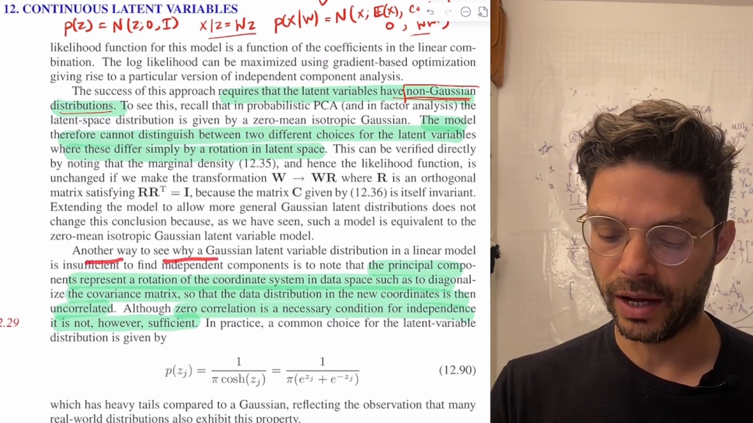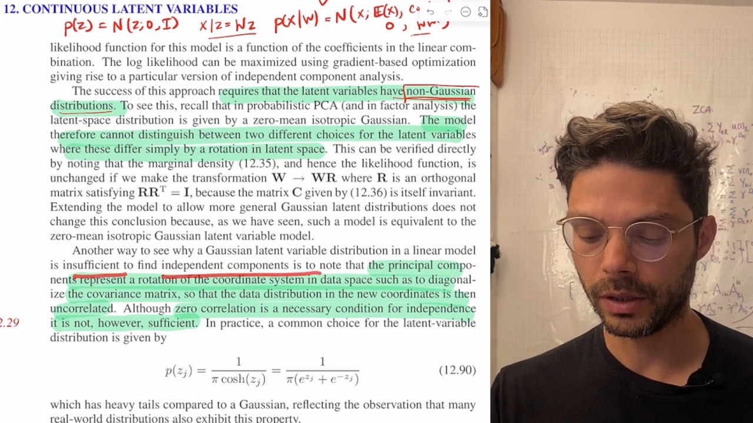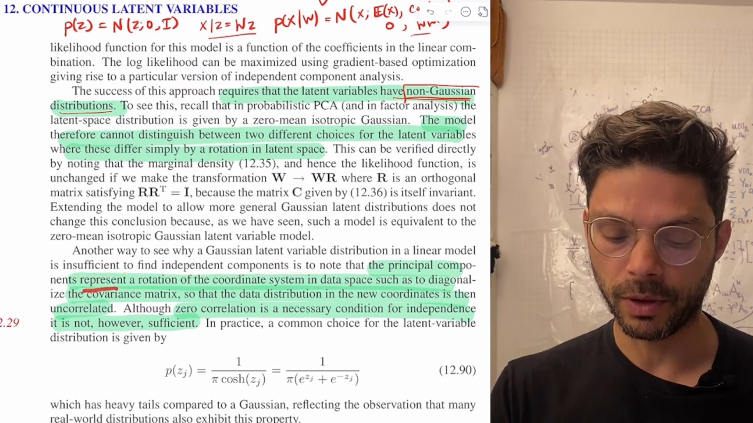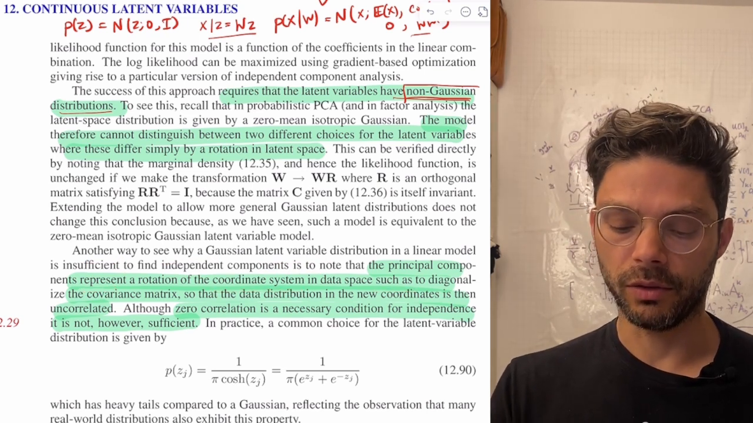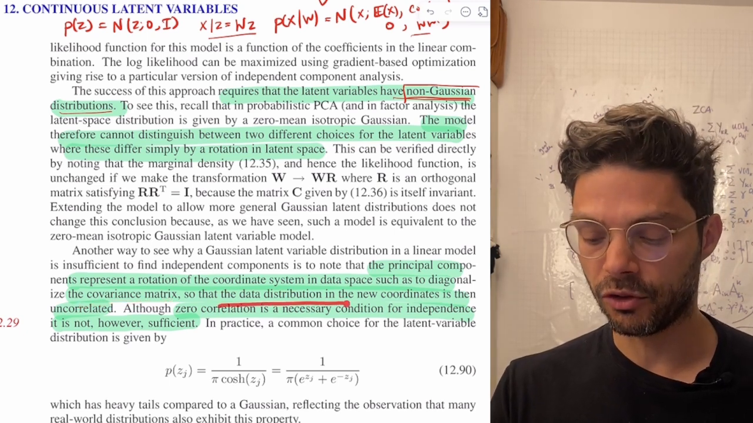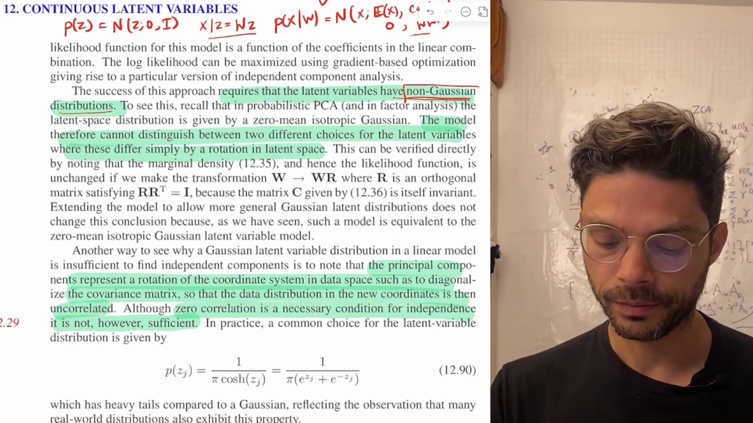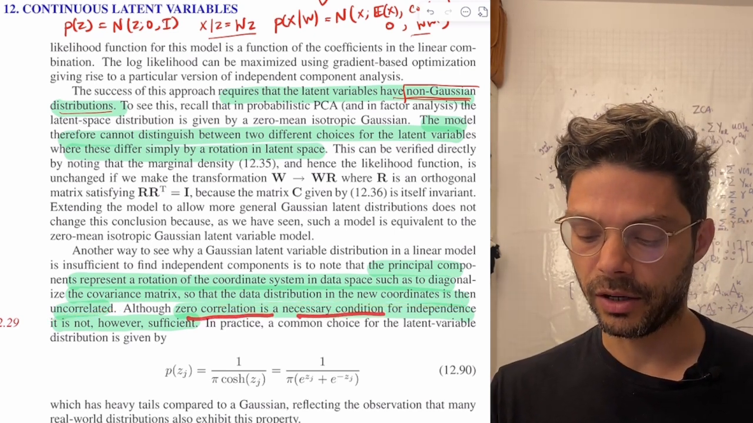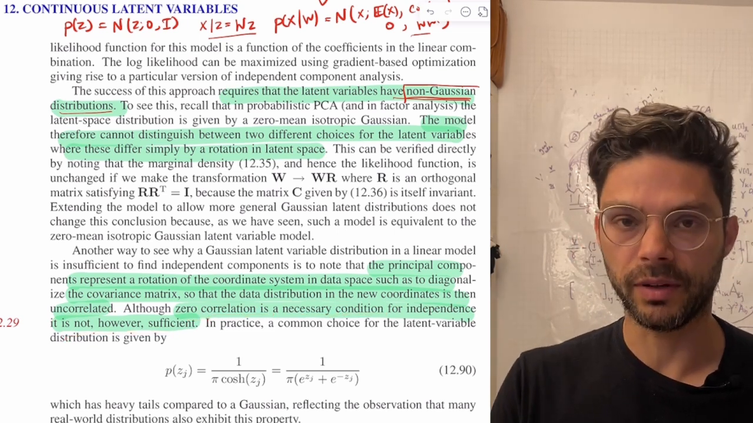So another way to see why Gaussian latent variable distribution in linear models is insufficient to find independent components is to note that the principal components represent a rotation of the coordinate system in data space, such as to diagonalize the covariance matrix, so that the data distribution in new coordinates is then uncorrelated. Okay, so that's all that means. Zero correlation is a necessary condition for independence. It is not, however, sufficient, right? It's only sufficient if the data is Gaussian.